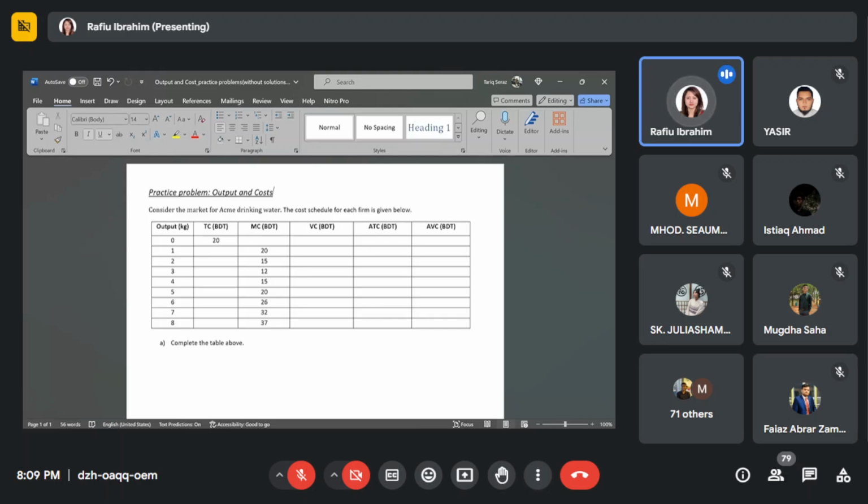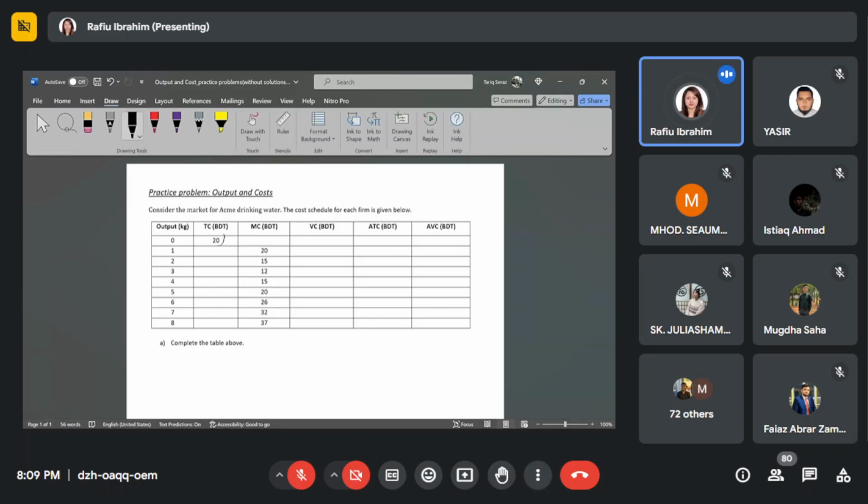Say, for example, to find variable cost I need to know the total cost, and to find average total cost I also need the total cost. So the first thing we need to find out is the total cost. How do I find the total cost? The first total cost is given, but apart from that no other total cost is given. How are we going to find that? However, we are also given the marginal cost. So the marginal cost is given, but the total cost is not. How are we going to find that?